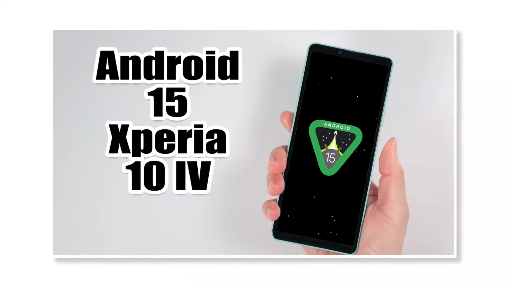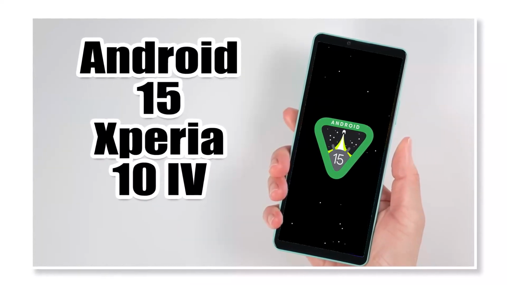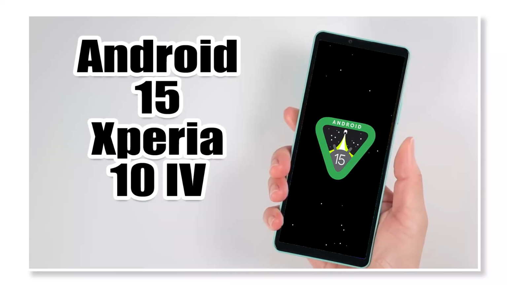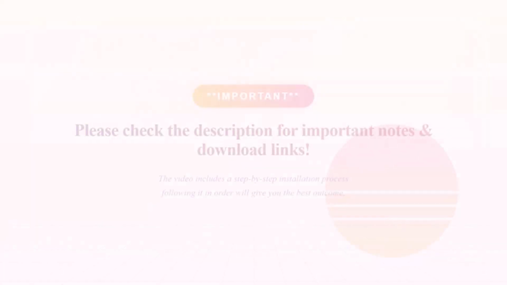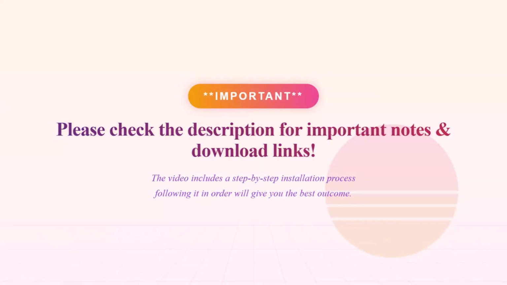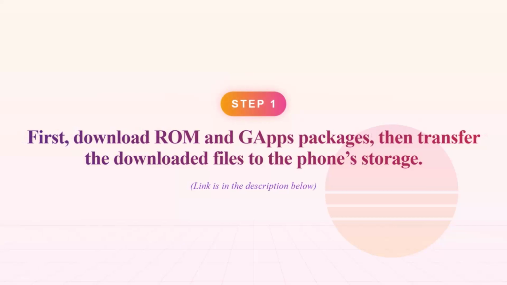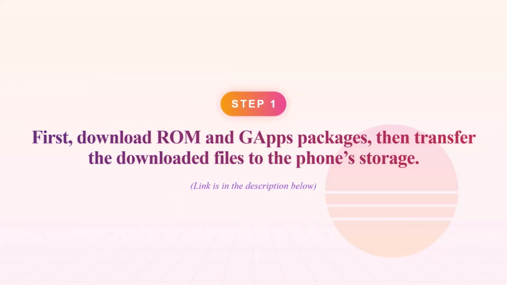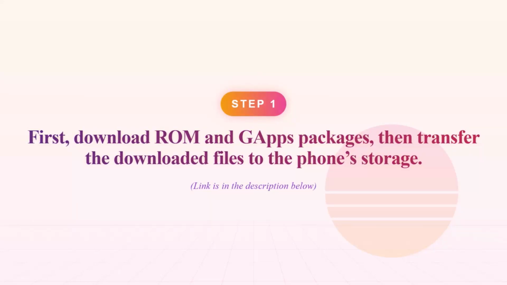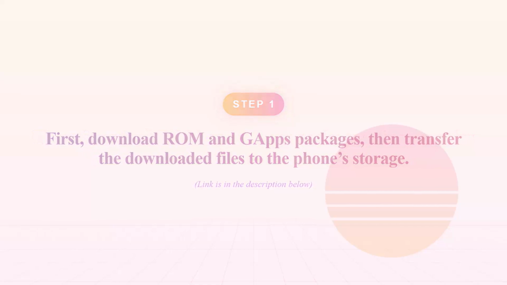Install Android 15 on Xperia 10 Mark IV via LineageOS 22. Please check the description for important notes and download links. First, download ROM and GApps packages, then transfer the downloaded files to the phone's storage.